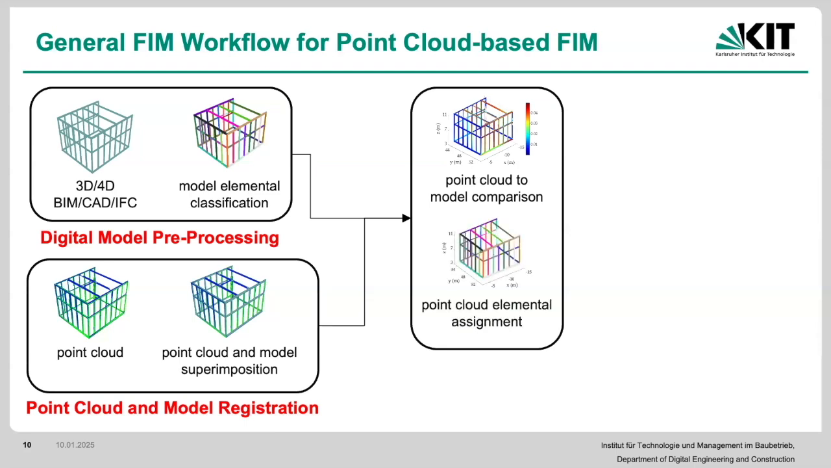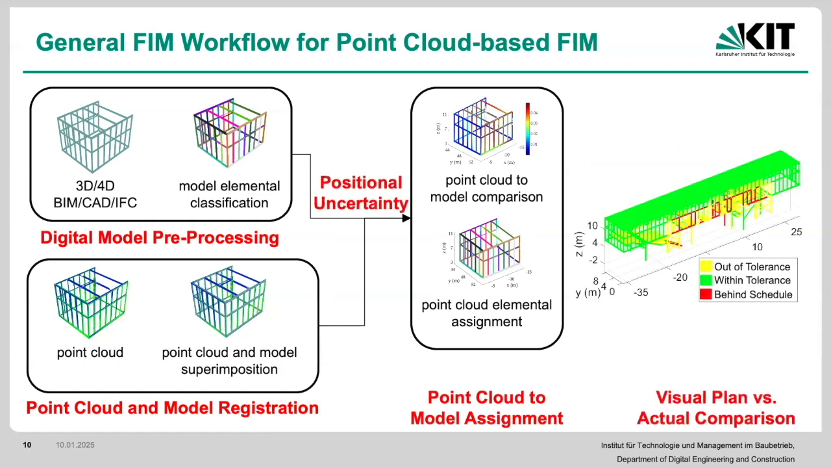Then the elemental classification comes from that. Essentially, we get from here, which is the model elemental classification, to the elemental classification of the point cloud. Using that for every element, we can now compare them together. And in this case, I'm talking about elements being compared with respect to either their progress or with respect to their dimensional quality. Make sense?